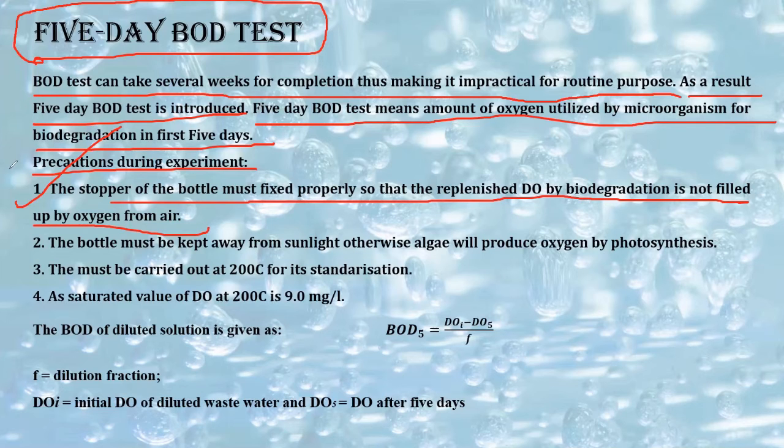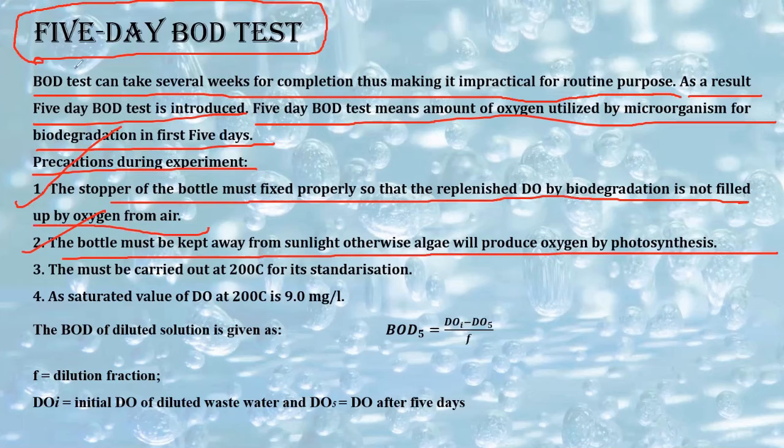Okay. Now, number 2 says that the bottle must be kept away from sunlight, otherwise algae will produce oxygen by photosynthesis. This is also very important. Sunlight cannot be allowed to come close to the bottle, because the algae will perform photosynthesis, thus again our result will be erroneous and we will not get this particular fact, meaning the amount of BOD, right?